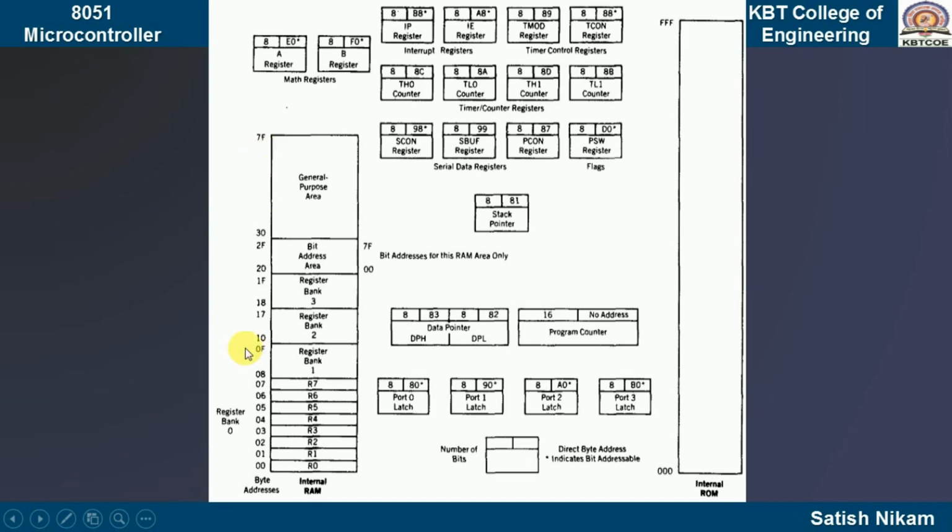Now, this total RAM gets divided into 3 parts. The first part is the bank area. There is a memory block reserved from the RAM, which we call the bank area, and we have a total of 4 banks: bank 0, bank 1, bank 2 and bank 3. In every bank we have 8 registers from R0 to R7. Bank 0 has R0 to R7, the same way bank 1 has R0 to R7, bank 2 also, and bank 3 also has R0 to R7. So, a total of 4 banks are there.